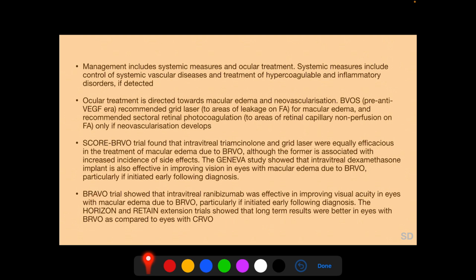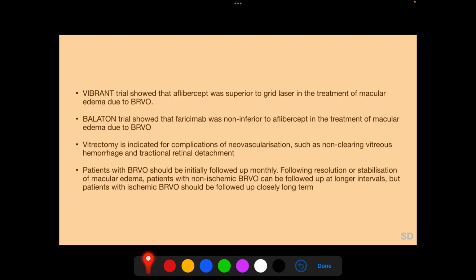The BRAVO trial showed that intravitreal ranibizumab was effective in improving visual acuity in eyes with macular edema due to BRVO, particularly if initiated early following diagnosis. The HORIZON and RETAIN extension trials showed that long-term results were better in eyes with BRVO as compared to eyes with CRVO. The VIBRANT trial showed that aflibercept was superior to grid laser, and the BALATON trial showed that faricimab was non-inferior to aflibercept in the treatment of macular edema due to BRVO.